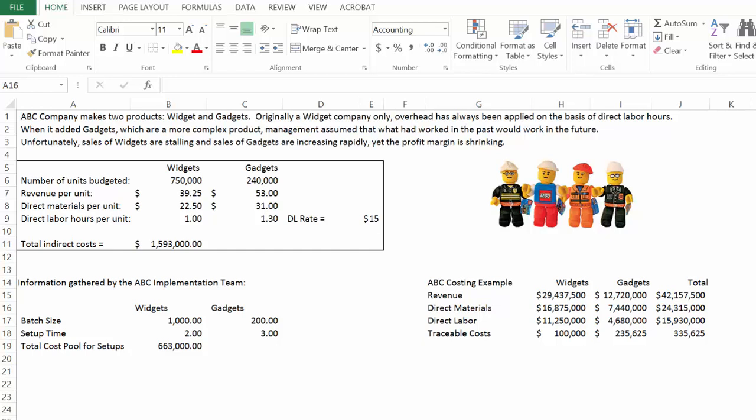We returned to our management team that found some more information. They found out that there are differences in the batch size and the setup time between each of these two activities, and they also determined the amount of costs associated with that activity. So widgets can be created in a batch size of 1,000 each, whereas gadgets require more precise working. The molds have to be cleaned more often. Whatever the case may be, they are created in smaller batches.